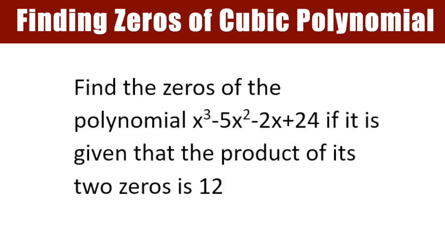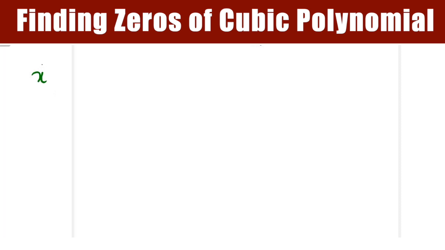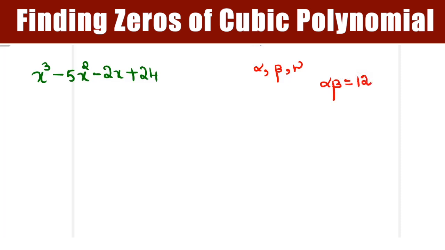Now let us make a note of this polynomial. x cubed minus 5x squared minus 2x plus 24. Now we know for a cubic polynomial, there are three zeros, alpha, beta, and gamma. What is given to us is that the product of two of its zeros is 12. Let me take alpha and beta's product as 12. Now, we need to calculate what is the value of alpha, beta, and gamma separately.